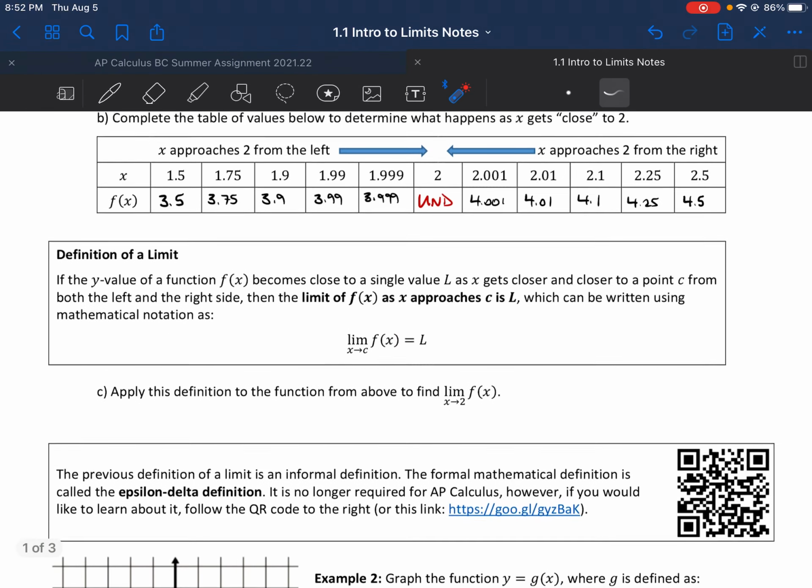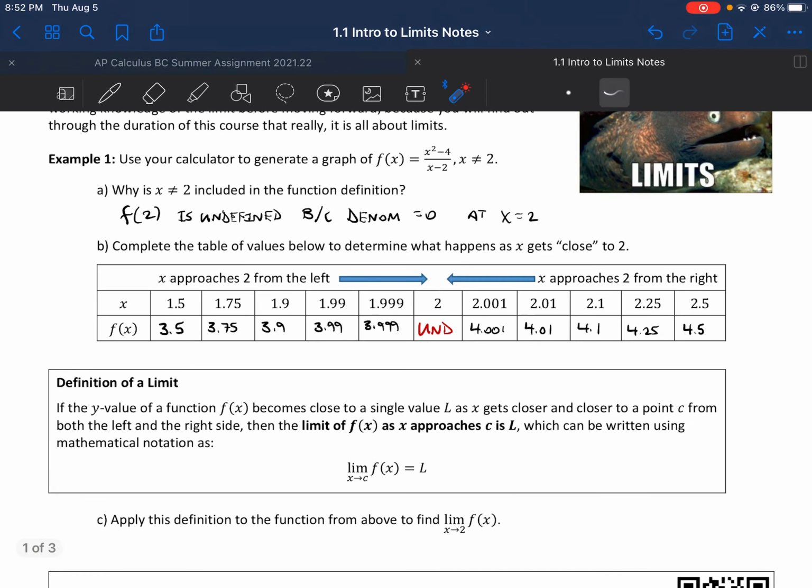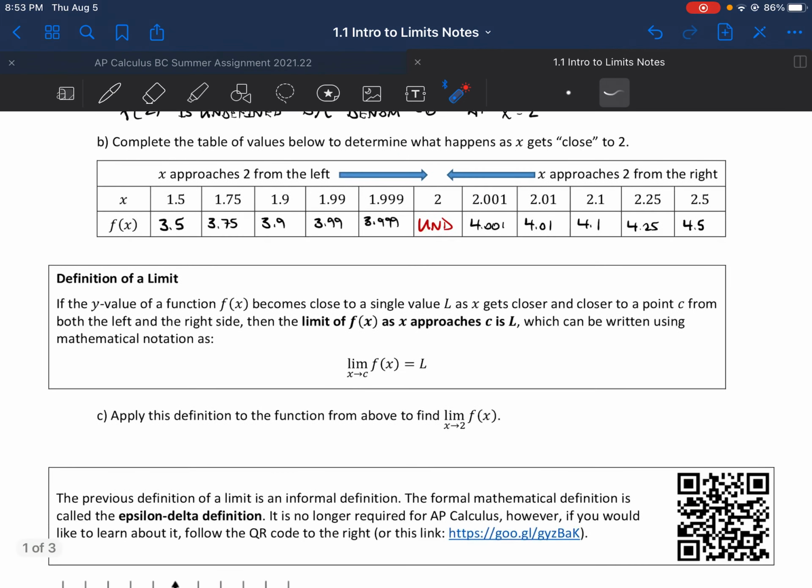Okay? So let's apply this definition to this function that we just observed as x is approaching 2 from the left and right. So the limit of the function f of x as x approaches 2, well, we can see that as x approaches 2 from the left and the right, the limit is going to be 4 because that's the y values or the function values that you're approaching. So we would say that, and let's write this out here, the limit as x approaches 2 of f of x is equal to 4.